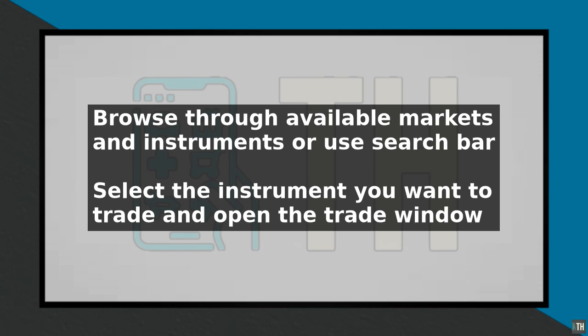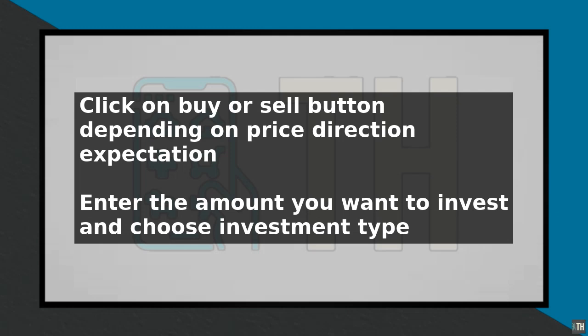To place a trade, click on the buy or sell button, depending on whether you think the price of the instrument will go up or down. You will then be asked to enter the amount you want to invest. You can choose to invest a fixed amount of money or a percentage of your available balance.